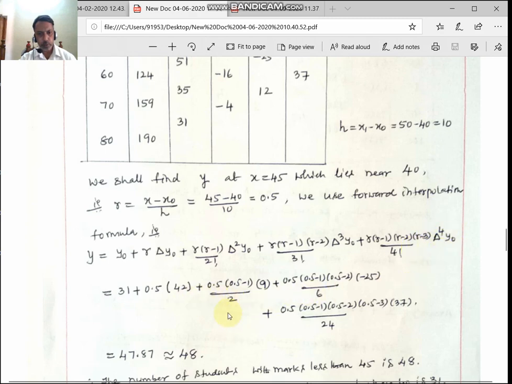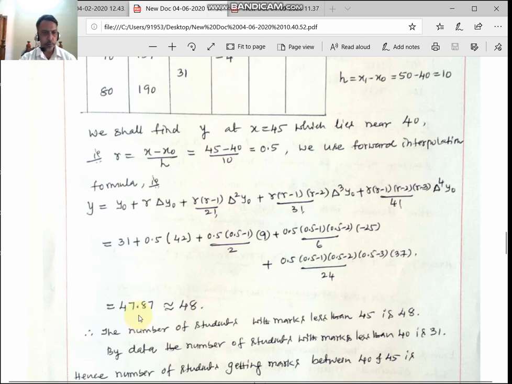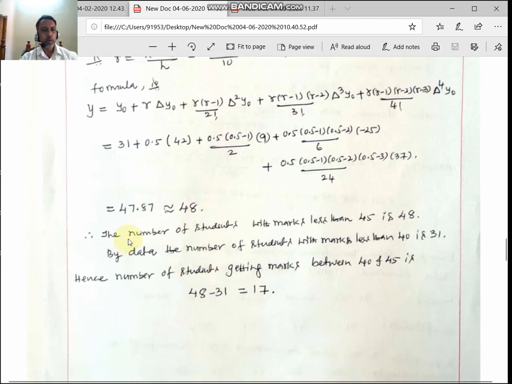Substituting all values and simplifying, we will get 47.87. It is approximately rounded off to 48. And therefore the number of students with marks less than 45 is 48, and by data the number of students with marks less than 40 is 31. Hence the number of students getting marks between 40 and 45 is 48 minus 31 is equal to 17.